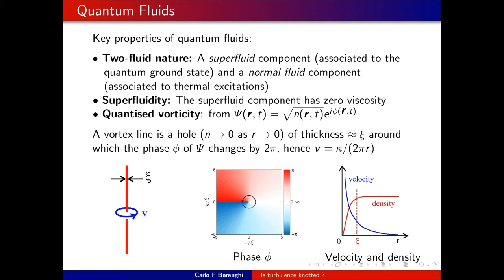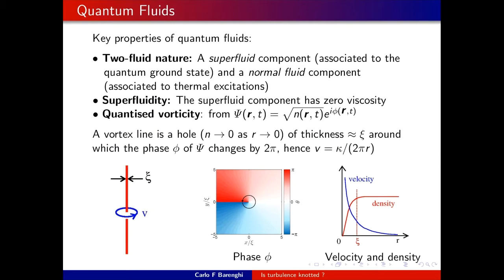You see that it changes from minus pi to 2 pi, and that change of the phase corresponds to the velocity. So there are atoms actually going around and around, and the system has no viscosity, so the atoms go around and around forever. It's a vortex which does not stop.